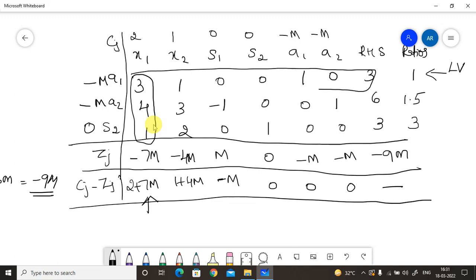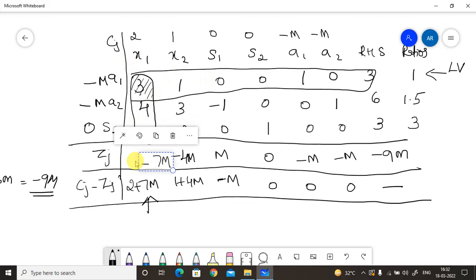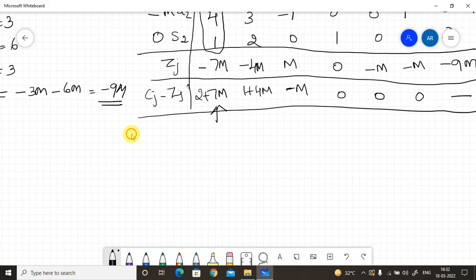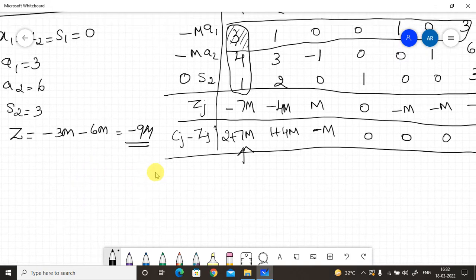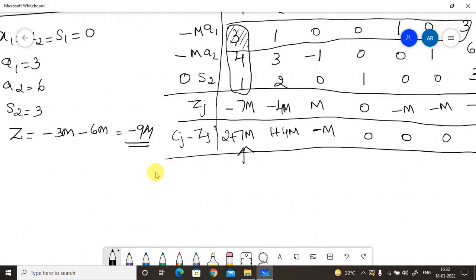Okay, entire row. So here 3 has become the intersection, right? Now you all know the formula. You have to make 3 as 1, and 4 and 1 as 0. So how will you write the formula for R1? R1 will become R1 by 3, correct? Then only we can make it as 1.